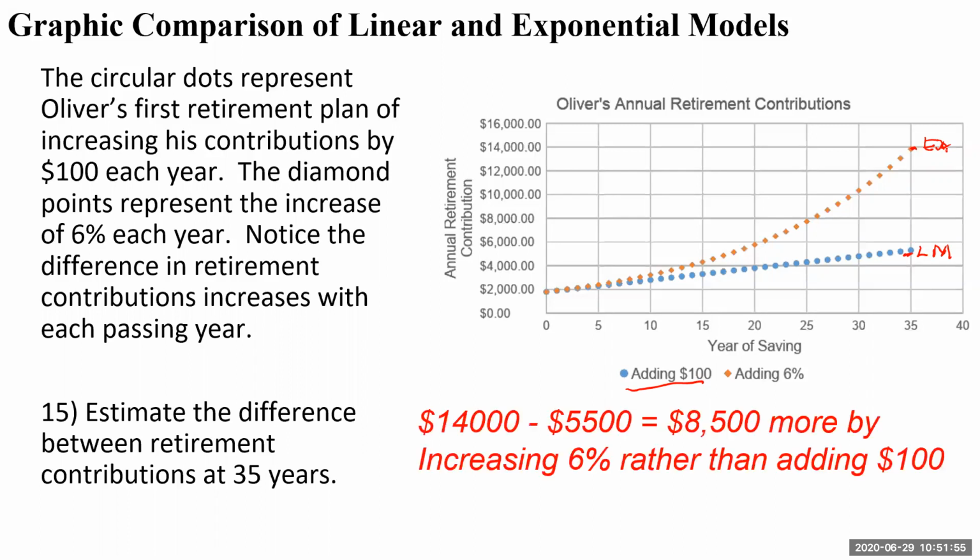So here, we want to look at the difference between the two, and the exponential model is 8,500 more by increasing 6% rather than adding 100. Okay, so for an investment, an exponential model is more appropriate because that yields more money.